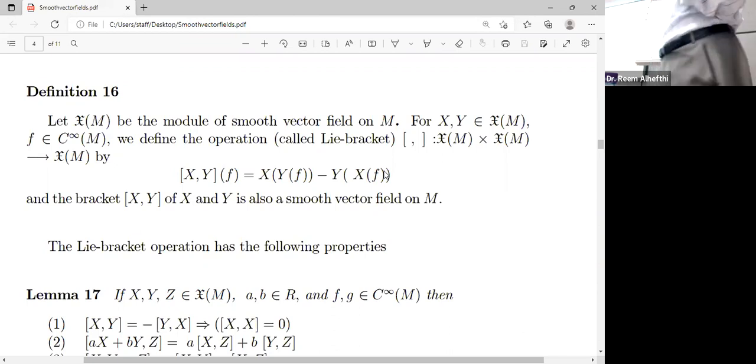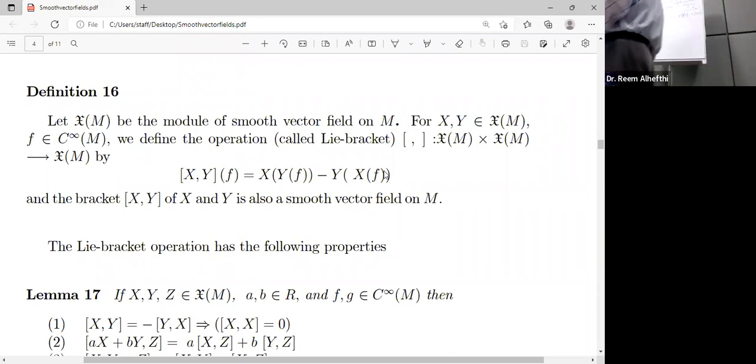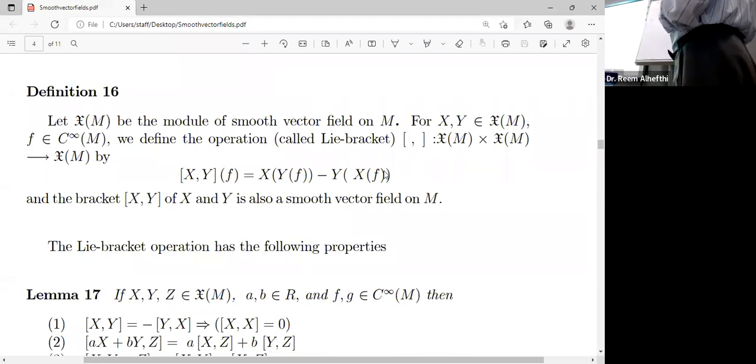That's called the Lie bracket of two smooth vector fields. In the language of algebra, that is also called the commutator of two vector fields. You have two vector fields. You define the bracket of these two vector fields by this. And what is that? That is a smooth function.